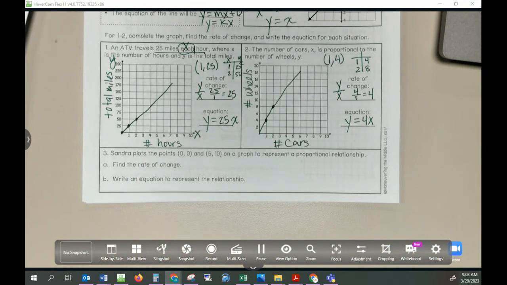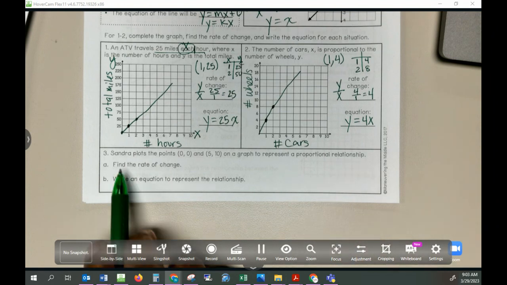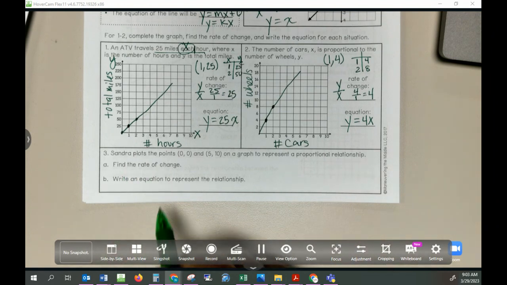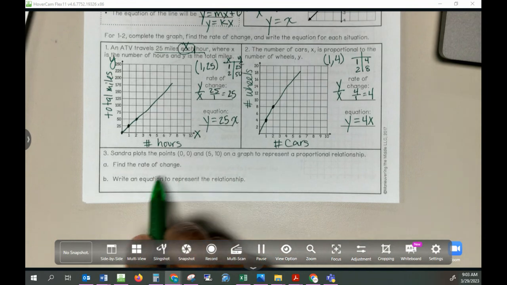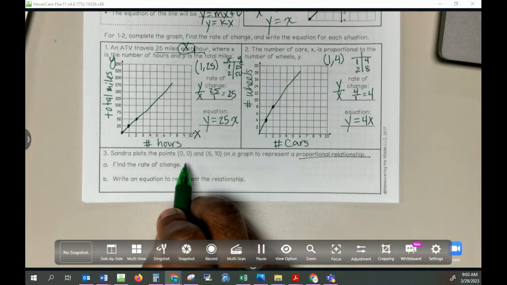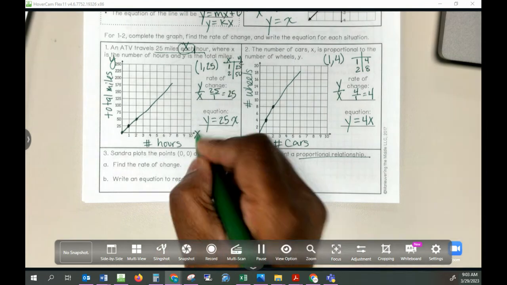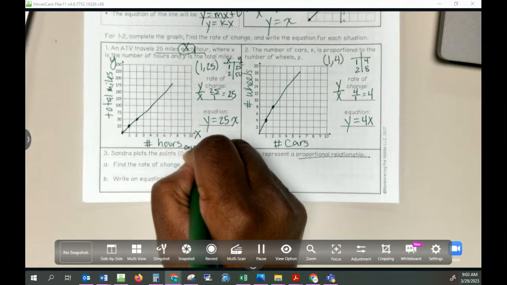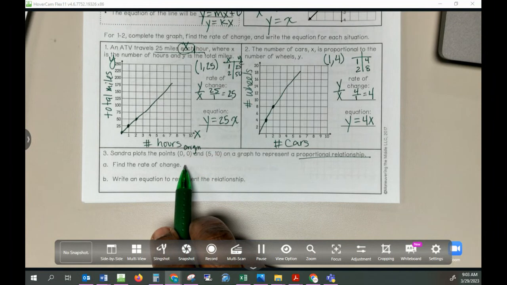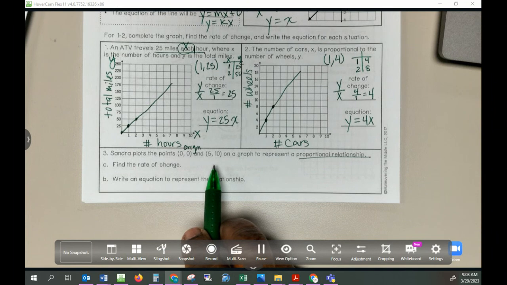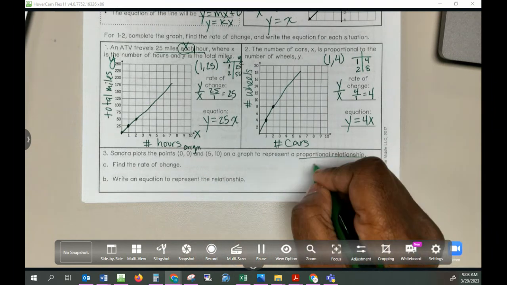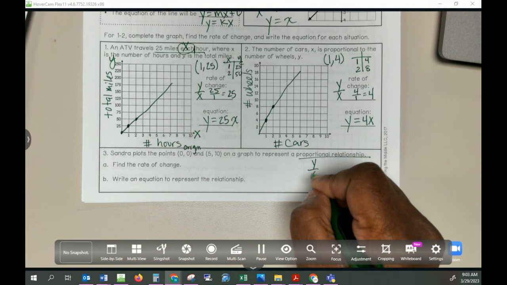Sandra plots the points 0, 0, and 5, 10 on a graph to represent a proportional relationship. Find the rate of change. So we can make our own graph if we need to, but do we really need our own graph? We don't. This is how I know this is proportional because one of her points is 0, 0. This is the origin. Remember, we said that if it goes through the origin, then I know for sure this is a proportional graph. So that means I can use the second point that she has to do what we know, which is y over x.